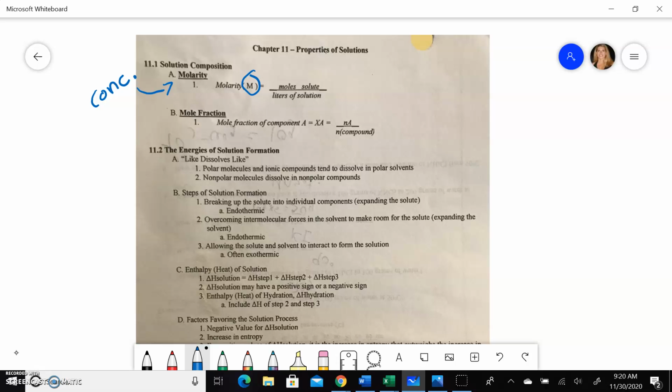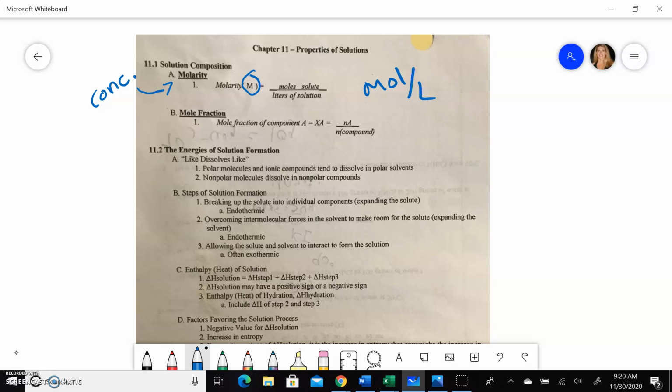So it's basically how many particles of solute you have put into a certain liters of solution. And notice that it's not liters of solvent, it's liters of solution. So that means the solvent and the solute together. So it's always going to be in moles per liter. And as your unit, you can do moles per liter, or you can do capital M.